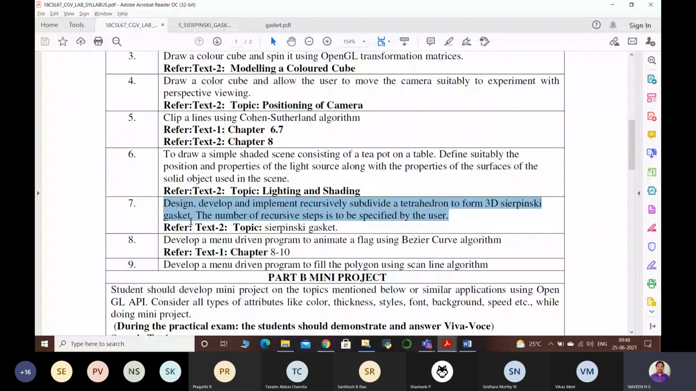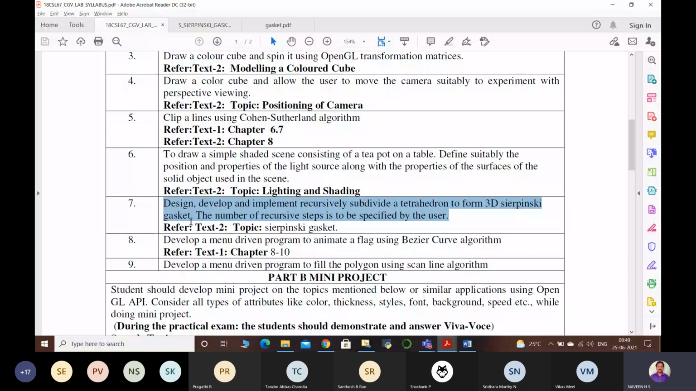So design, develop and implement a program to recursively subdivide a tetrahedron to form a 3D Sierpinski gasket. The number of recursive steps is to be specified by the user. So I will tell you in a simple way what actually the program is.